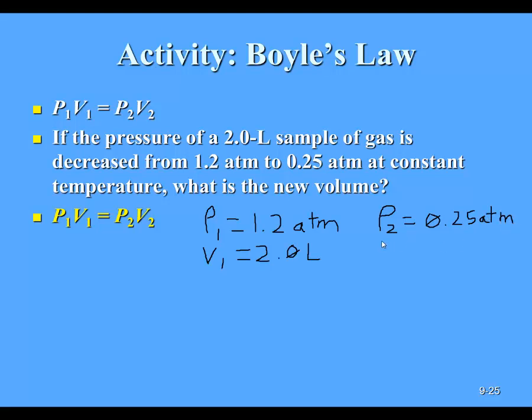So what I'm solving for then is my volume 2, or my final volume. So this is the unknown variable, volume 2. So what I need to do is algebraically solve for V2. I'm going to divide both sides by my final pressure, P2, of my equation. And we'll see that we'll isolate volume 2. Volume 2 will be equal to my pressure 1 times my volume 1 divided by my pressure 2.